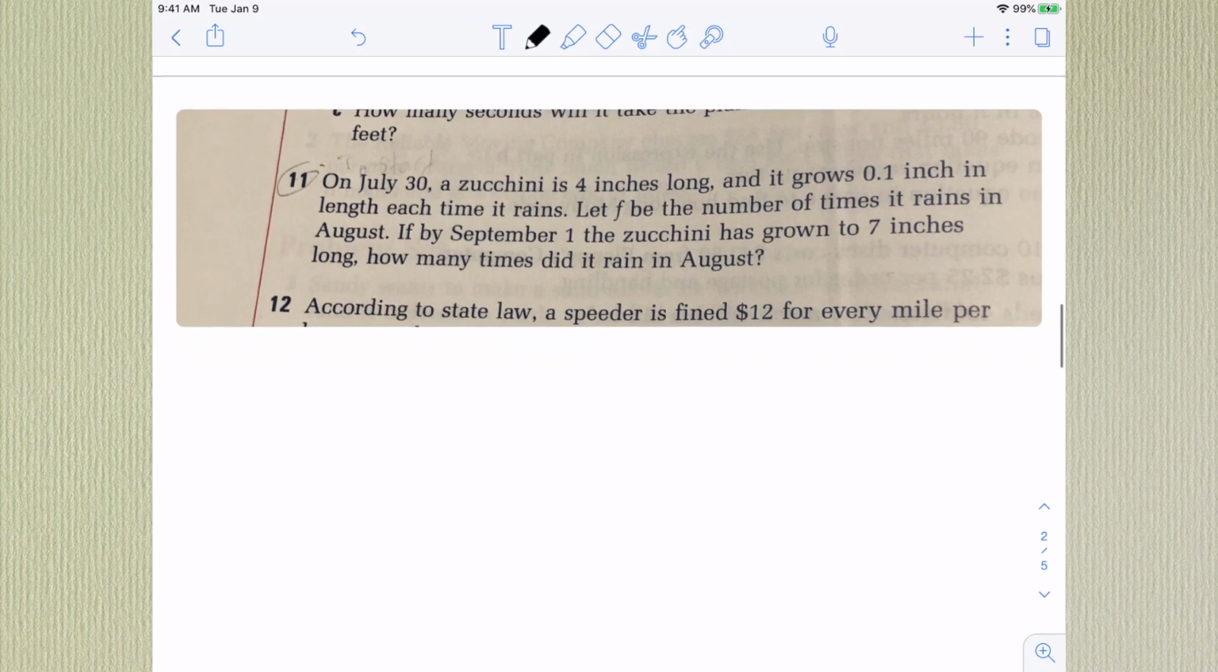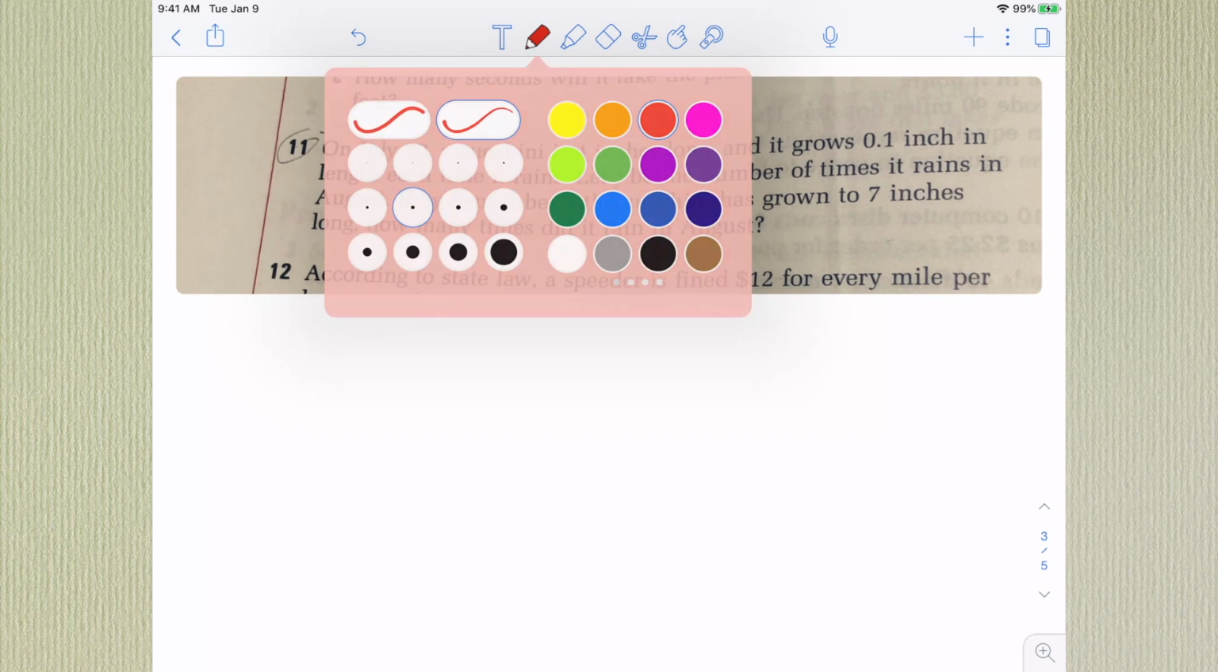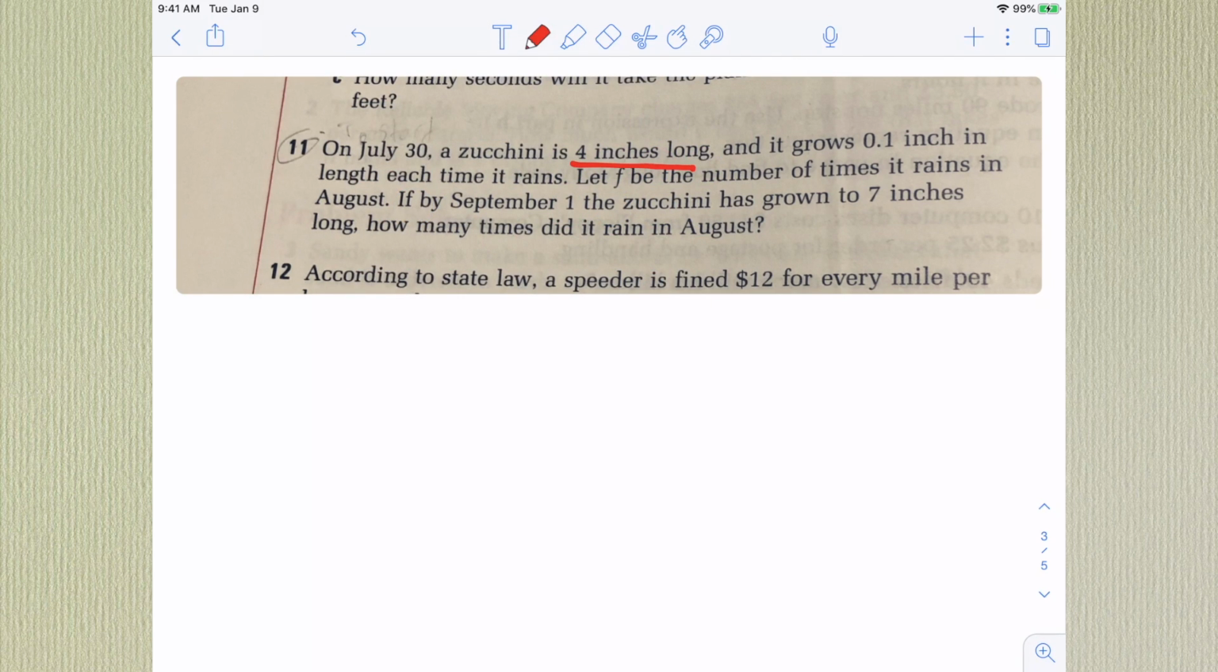So, next problem. I want you to pause the video right now and try it out if you think you can do it. Otherwise, let's do it together right now. So, on July 30th, a zucchini is 4 inches long. Let's underline that part. That's the initial length.